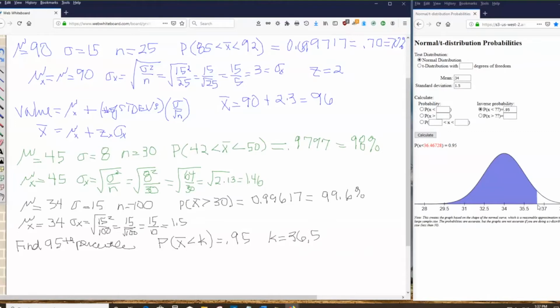So we can see that it's about right here. So where that ends, or the starting point on your graph, that is your K value. And everything shaded would be your 95th percentile, saying that all of those values are 95% below that K value of 36.5. And then everything above it, the white area, would be everything that is 5% greater. Okay, any questions?